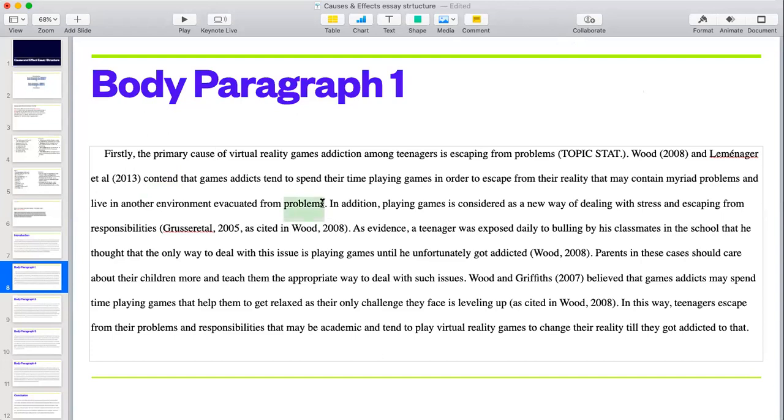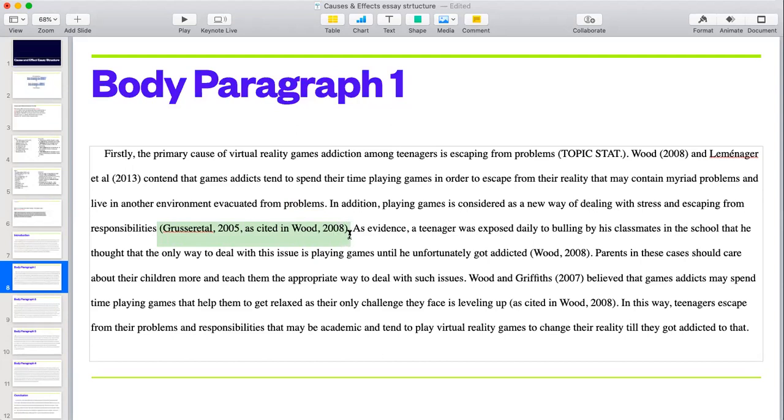So what is the relation between the source written by Wood and the source written by Leminger? The relation is that they agree with each other and they add to what each other said. And this is clear because she's using and. In addition, transitional word, playing games is considered as a new way of dealing with stress and escaping from responsibilities. And then the citation. So she added another example and then cited.